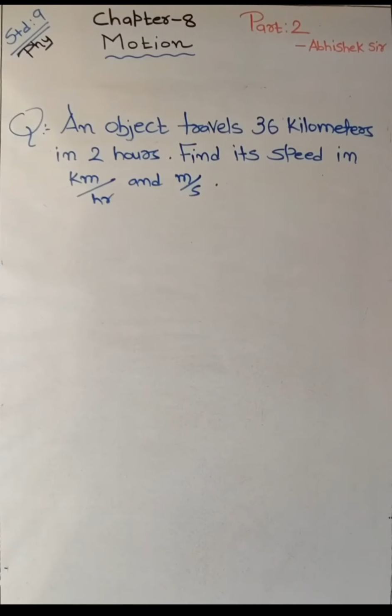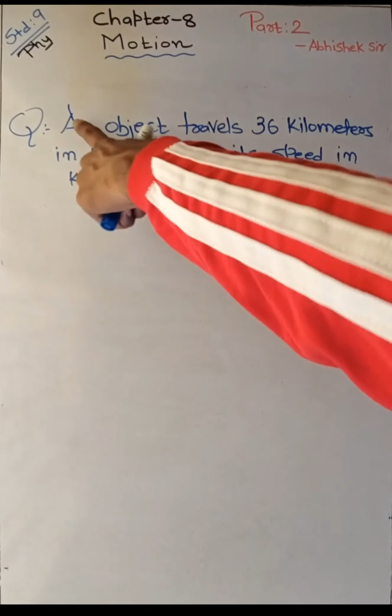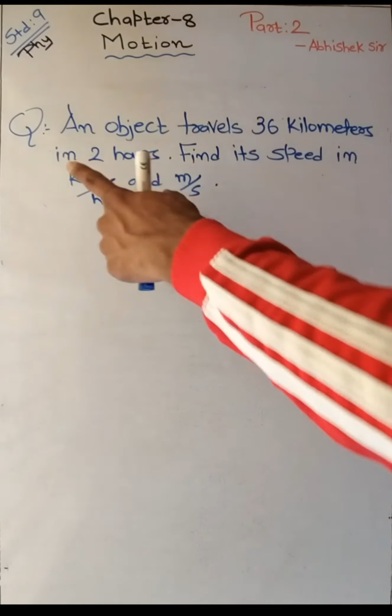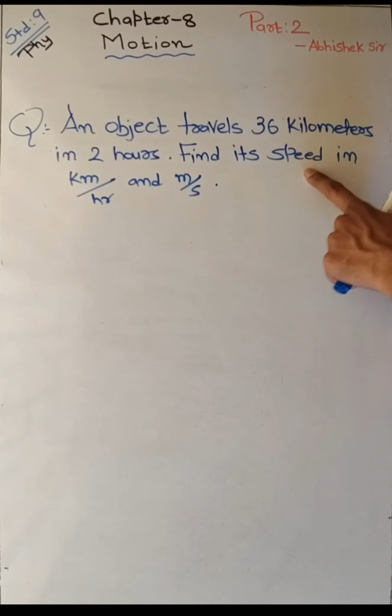Here I have another question, and that will be a part of homework for you. Just now we have solved a question. I am giving a question similar to that. You can easily find the answer. The question is, an object travels 36 km in 2 hours. Find its speed in kilometer per hour and meter per second. So follow the similar instruction and calculation we have just done, find out the correct answer and write it in continuation with that numerical in your notebook.